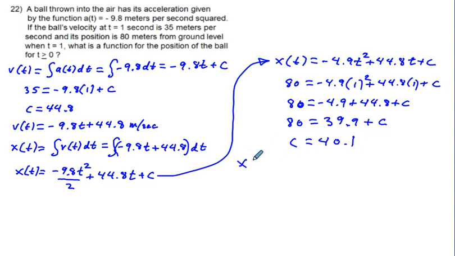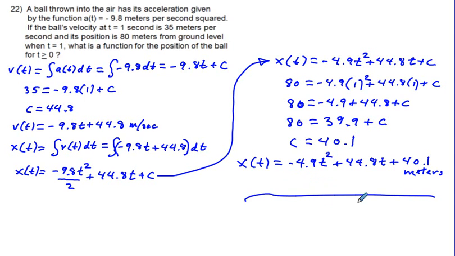So x of t is equal to negative 4.9 t squared plus 44.8 t plus 40.1. And this is going to be in meters at any given time. So that's going to be our answer to problem 22.